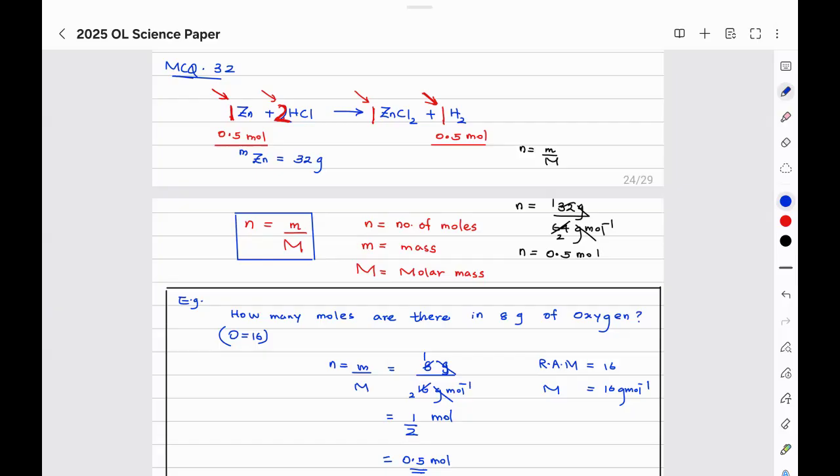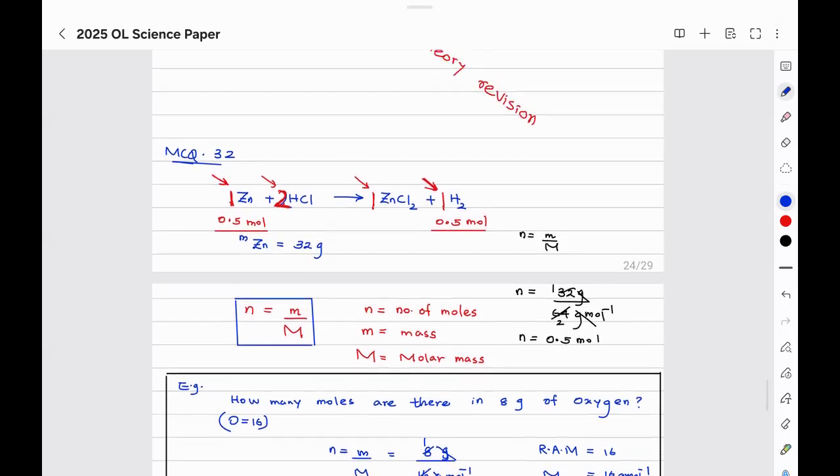Right, okay. Are we done? So why are zinc and H2 taken as 0.5 moles? That's why I explained to you. It's depending on the reaction. See, according to the reaction stoichiometry. Now for an example, look at this one.